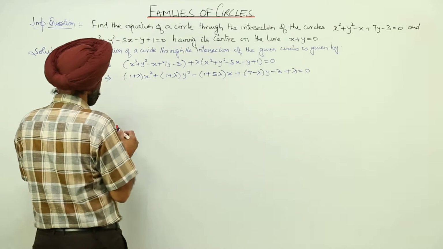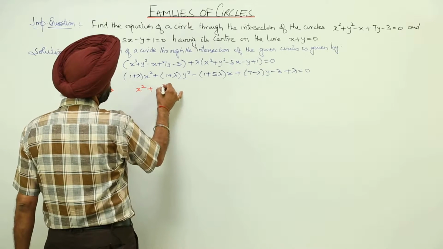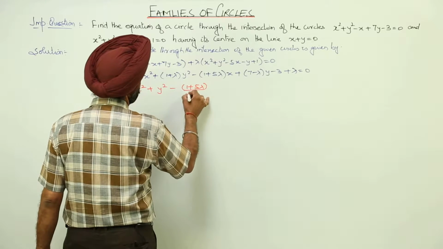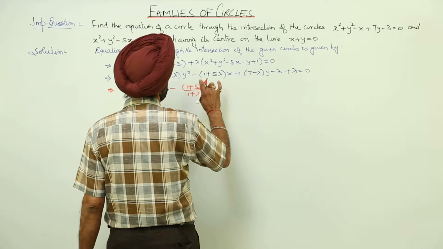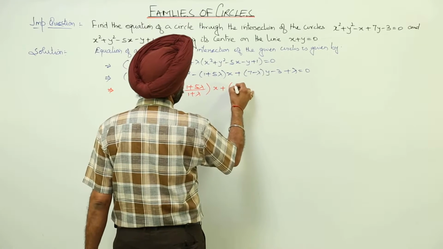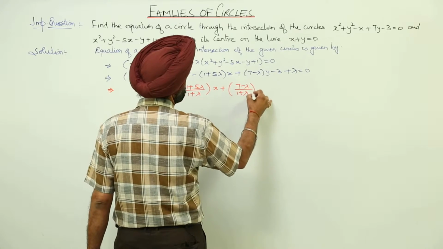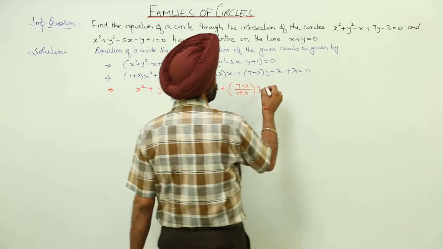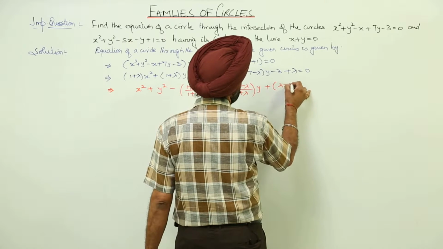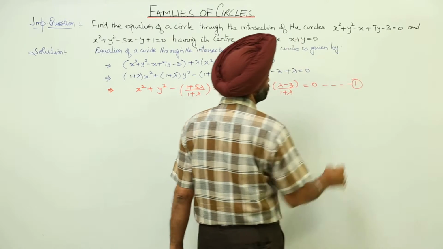Now, what this becomes? x square plus y square minus (1 plus 5 lambda) upon (1 plus lambda) with x plus (7 minus lambda) upon (1 plus lambda) with y plus (lambda minus 3) upon (1 plus lambda) is equal to 0. Now, this is equation 1.